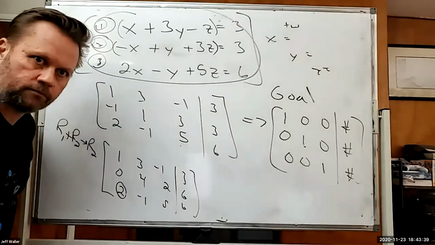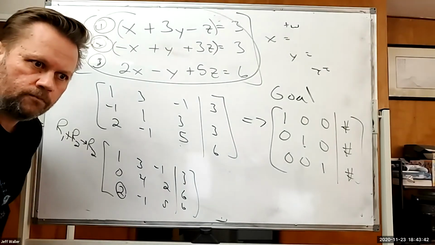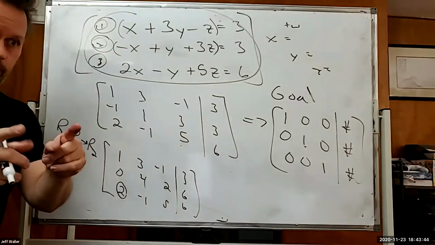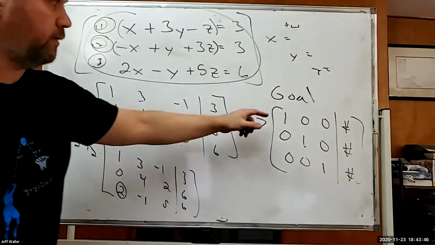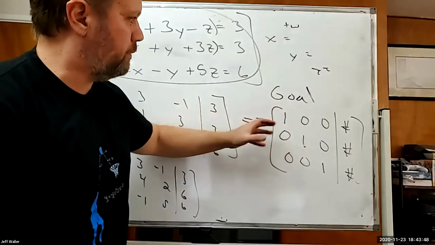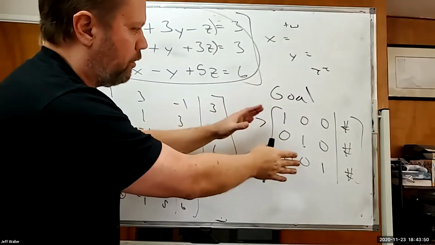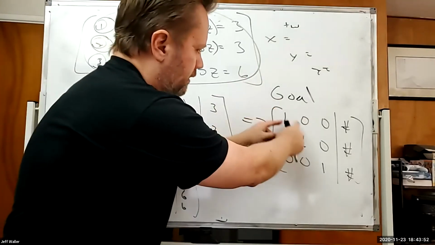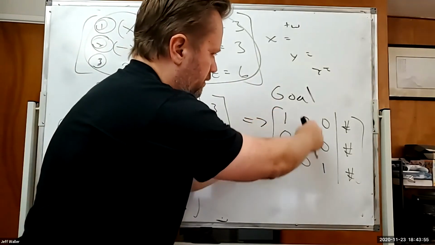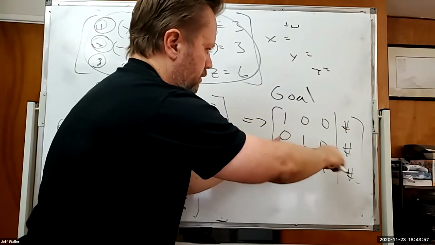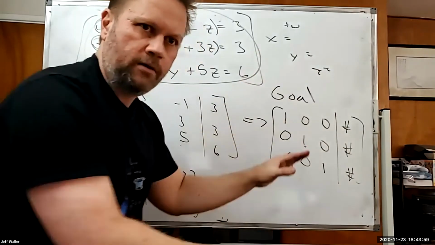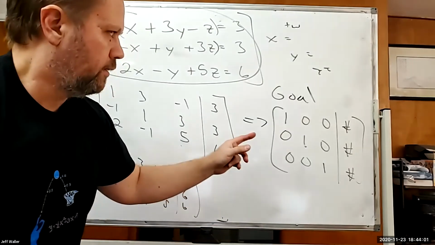Go ahead. For the goal, does it have to be in that order, or could the second one? Not really. You're right. Technically, these could all show up in different orders, but that really is my goal. But it really doesn't matter where these ones are as long as you get 1 0 0, 0 1 0, 0 0 1 somewhere. Does that make sense? Yeah, makes sense. Thank you.